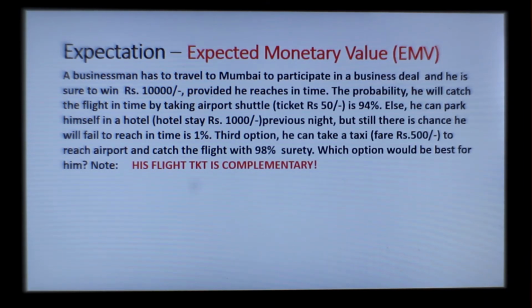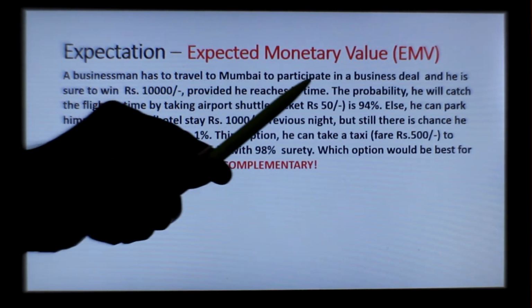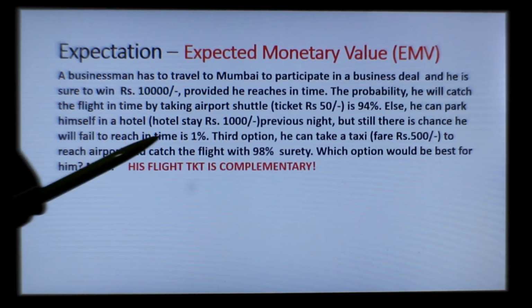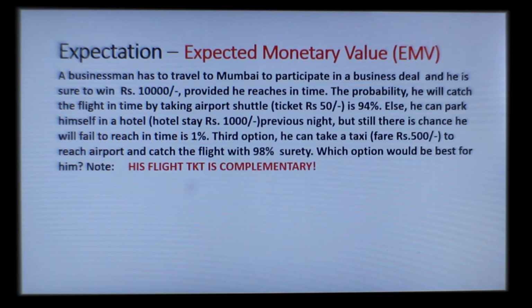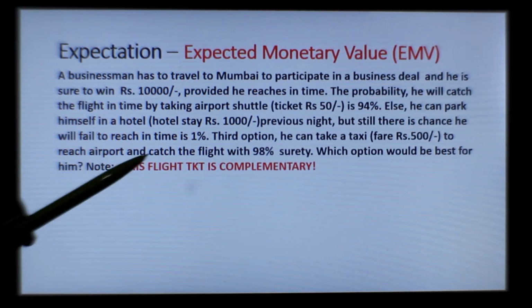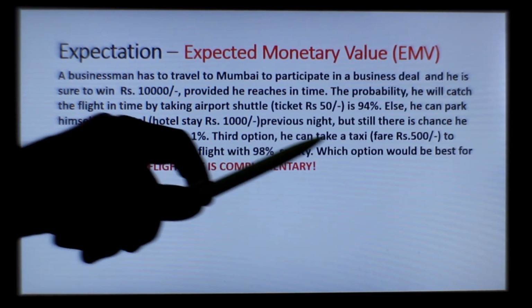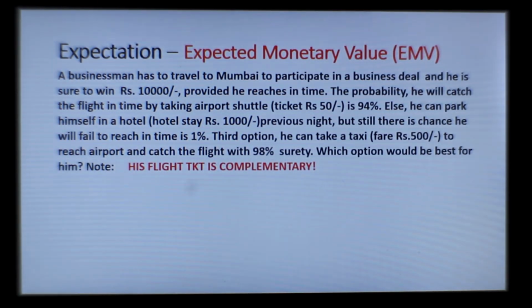Most business scenarios will have multiple events, joint events or conditional events. Now this is a typical example. A businessman has to travel to Mumbai to participate in a business deal. I would suggest you go through this example slowly, and if you want, pause this slide for a few seconds. Once you have completely read it, we can take it further. There are 3 options: either you take a shuttle, or you park yourself the previous night at a hotel at Bombay, or you take a taxi to the airport.